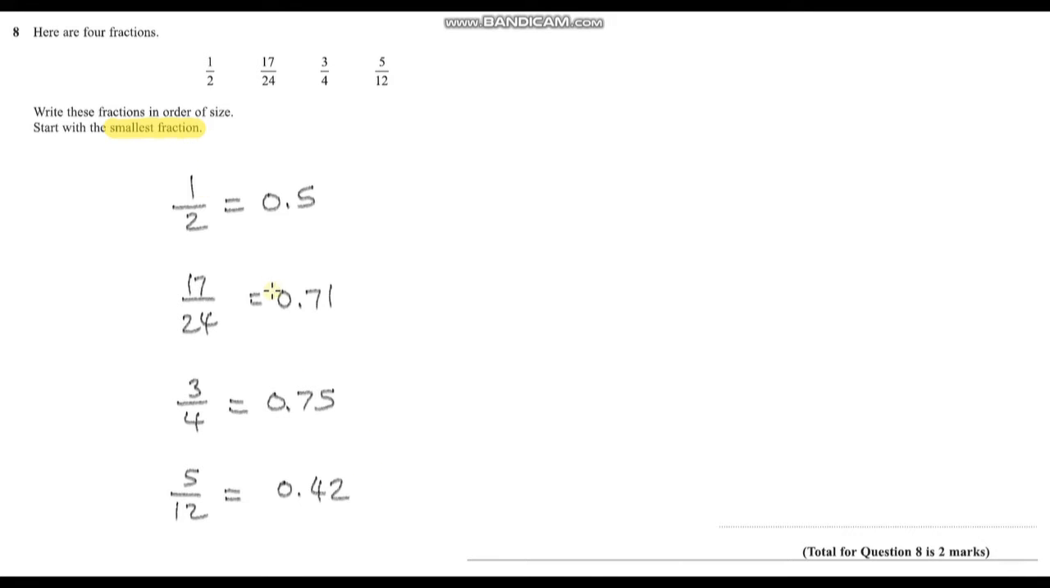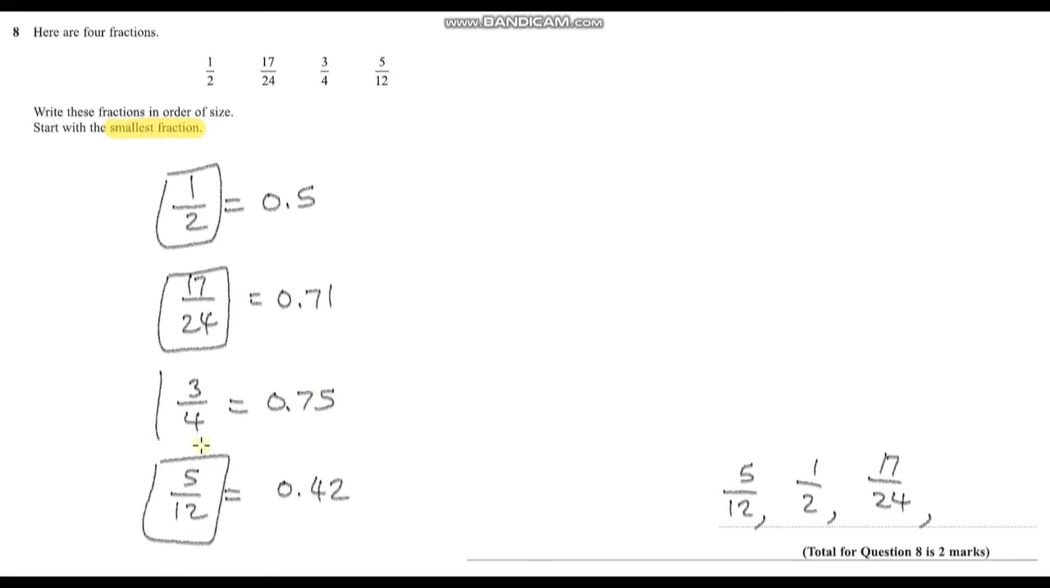So I'm starting with the smallest, well, that is this one here. But remember, I need to write in the fraction. So 5 over 12 is the smallest. Then the next smallest is this one, 1 over 2. And then we go up to 17 over 24.